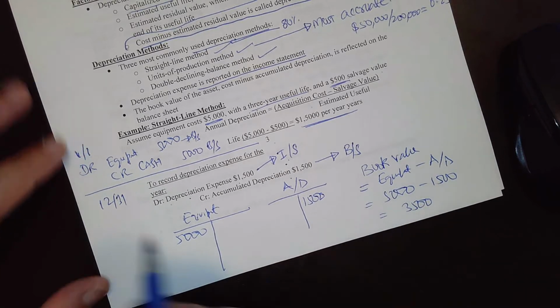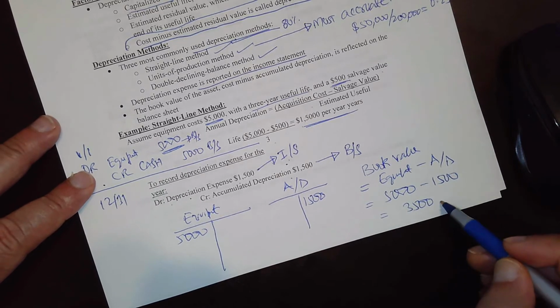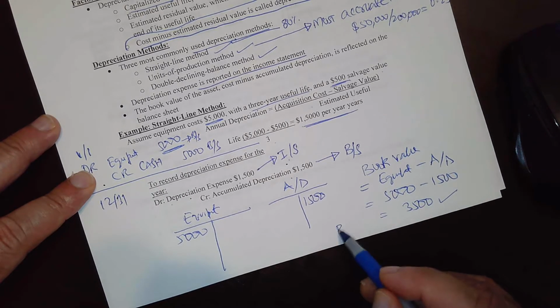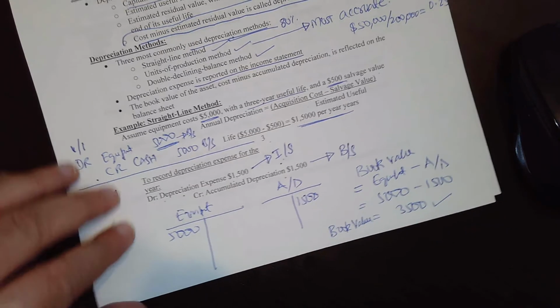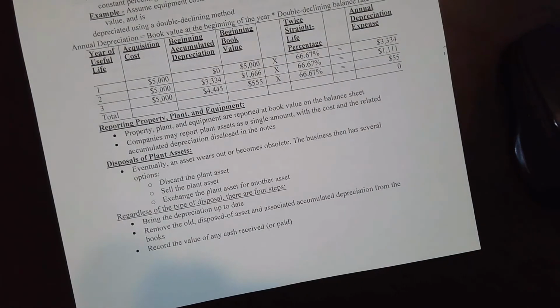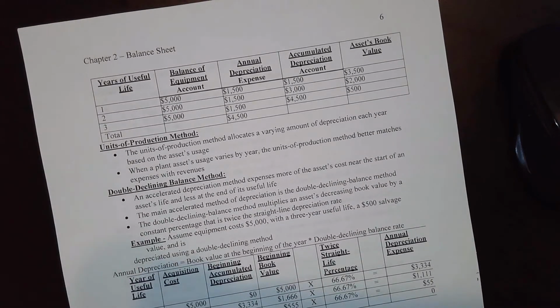So the day you purchase, the book value was 5,000. After 1 year of use, your book value is now $3,500. Okay, I hope this makes sense to you. All right. The next thing we're going to talk about is the next method, units of production.